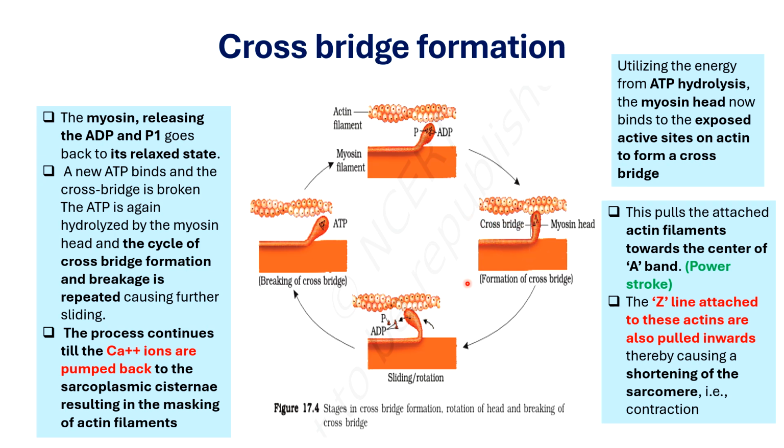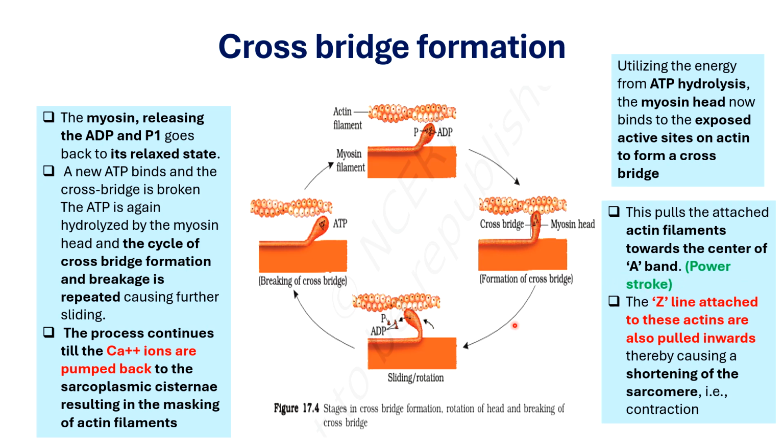So what does this cross bridge do? This cross bridge utilizes the energy and helps in gliding of the actin molecule. So the actin molecule now glides a little bit, or slides a little bit. So where does it slide? The actin molecules are pulled towards the center of the A band. That is known as a power stroke.